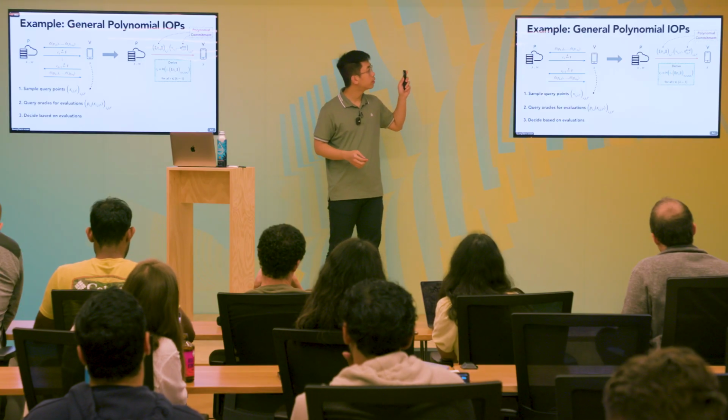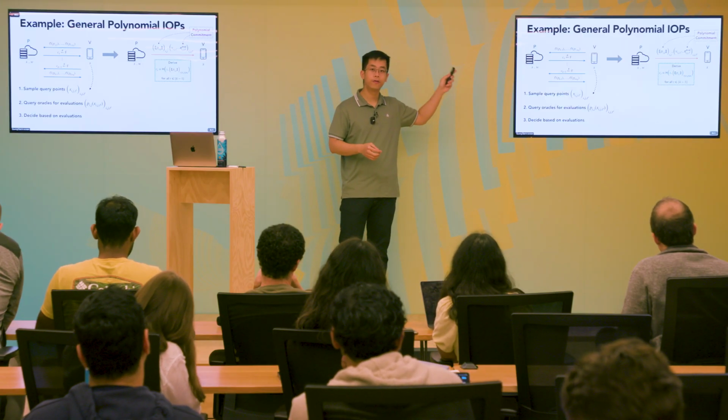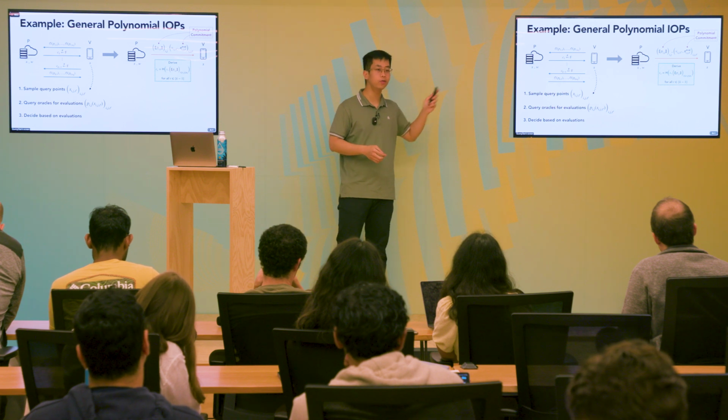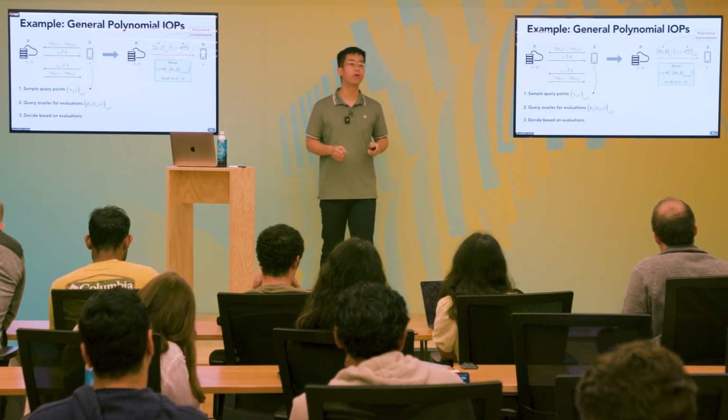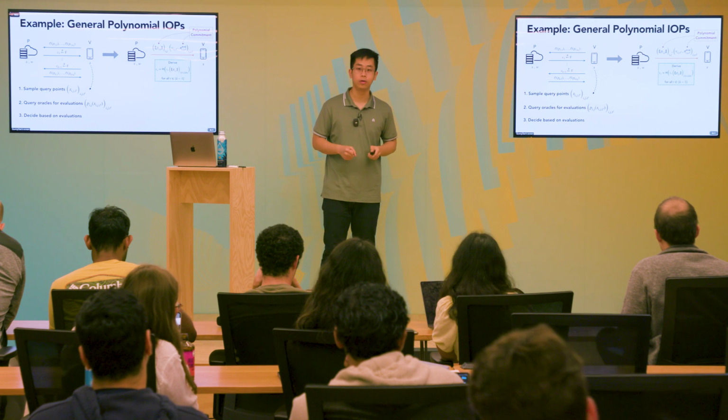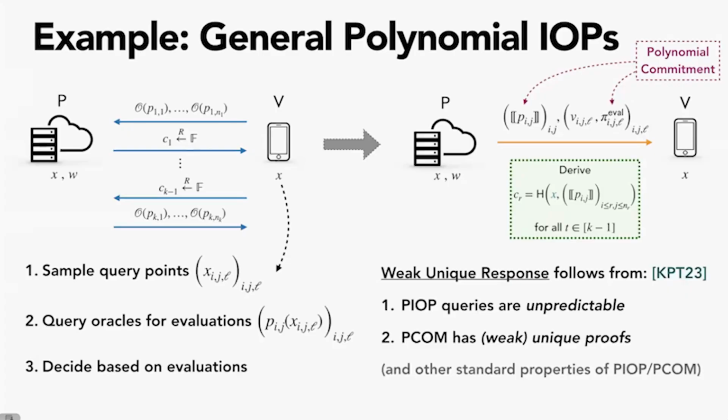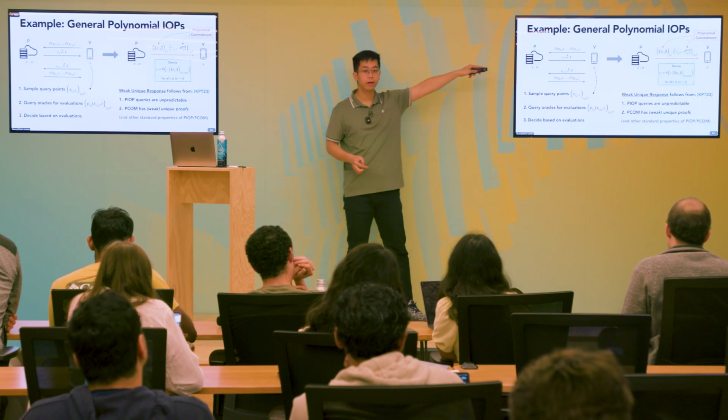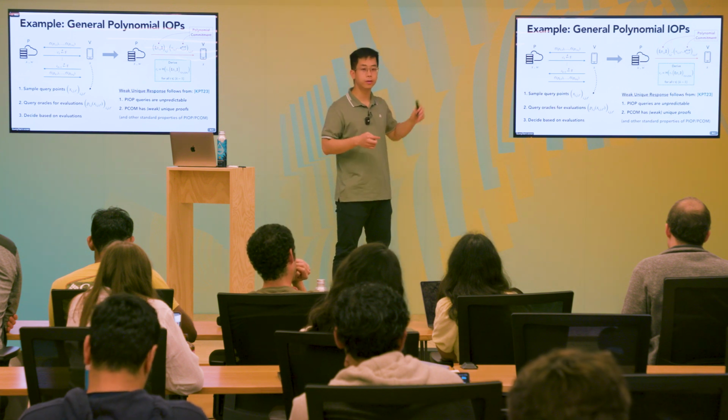So with these SNARKs that are derived from polynomial IOPs in this way, how are we going to show that weak unique response holds for the final SNARK? A prior work has shown that this weak unique response property would follow from basically two conditions. The first is that the polynomial IOP queries are unpredictable. So for instance, if the queries are just some of these challenges, then they are going to be unpredictable because the challenges are random.